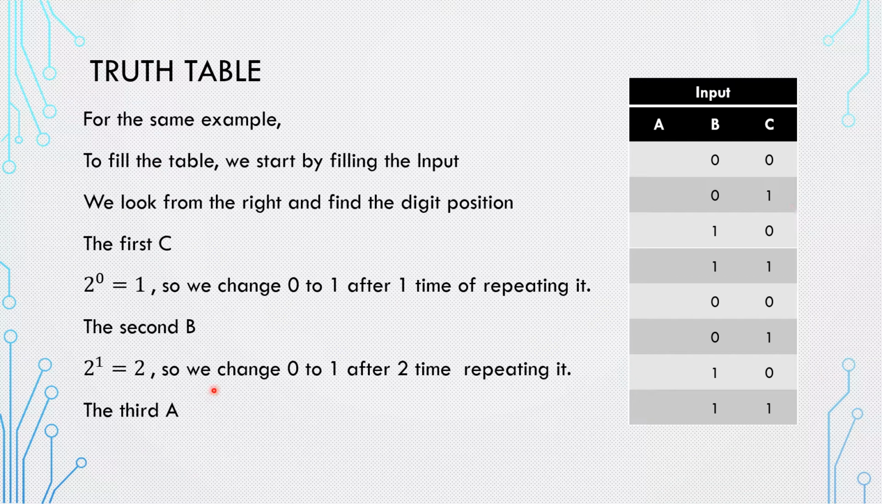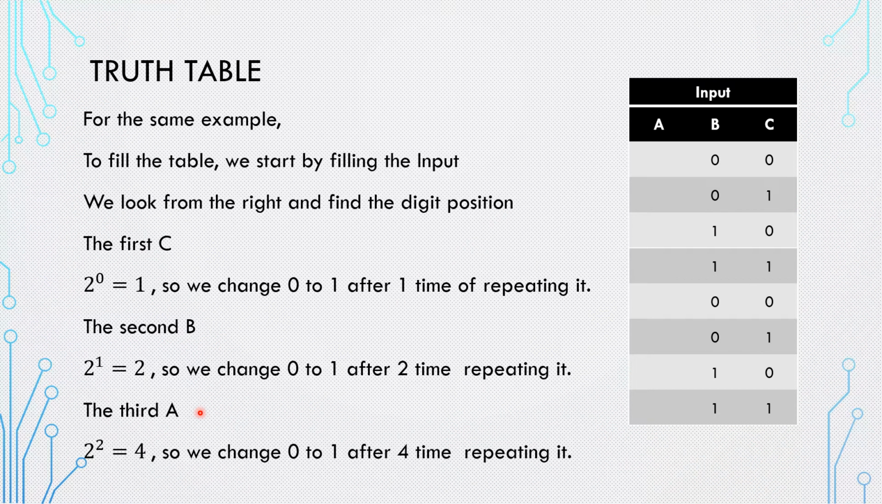While for A, in order to find how many times you need to repeat the zeros for the third input, you need to raise 2 to the power 2 since this is the third position, and the answer here is 4. So we're going to write down 0 four times, then change it for the ones, and by that you complete the table. So this is how to write down all the possibilities of the input, and this is maybe my procedural way. You can follow whatever you want.